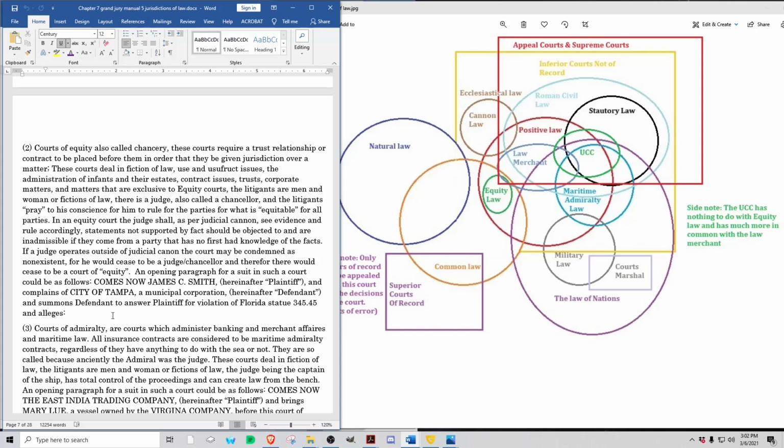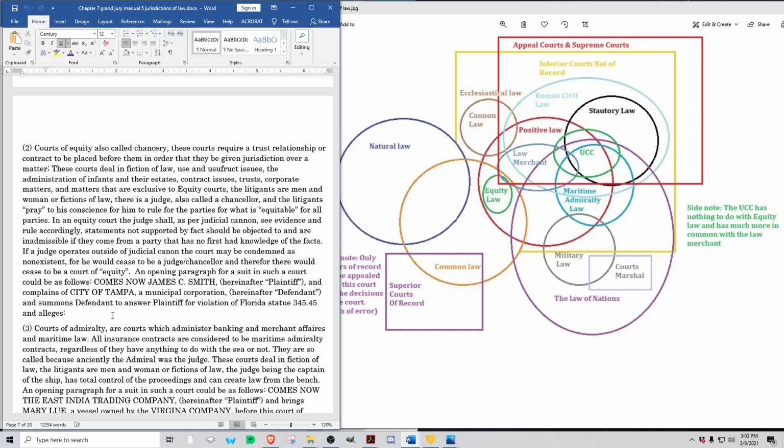Statements not supported by fact should be objected to and are inadmissible if they come from a party that has no first-hand knowledge of the facts. That's called hearsay. So somebody comes in, they say, yeah, so-and-so said such and such. That's hearsay, and you should object to that. So it's off the record, or at least you can appeal it later, that if they do use it against you, you can appeal it and say, hey, appellate court or Supreme Court, these guys were using hearsay.